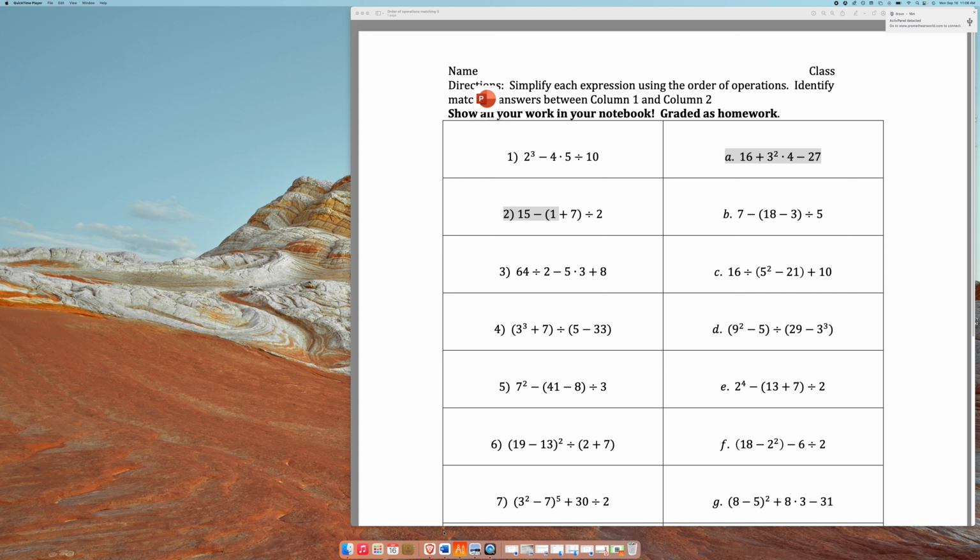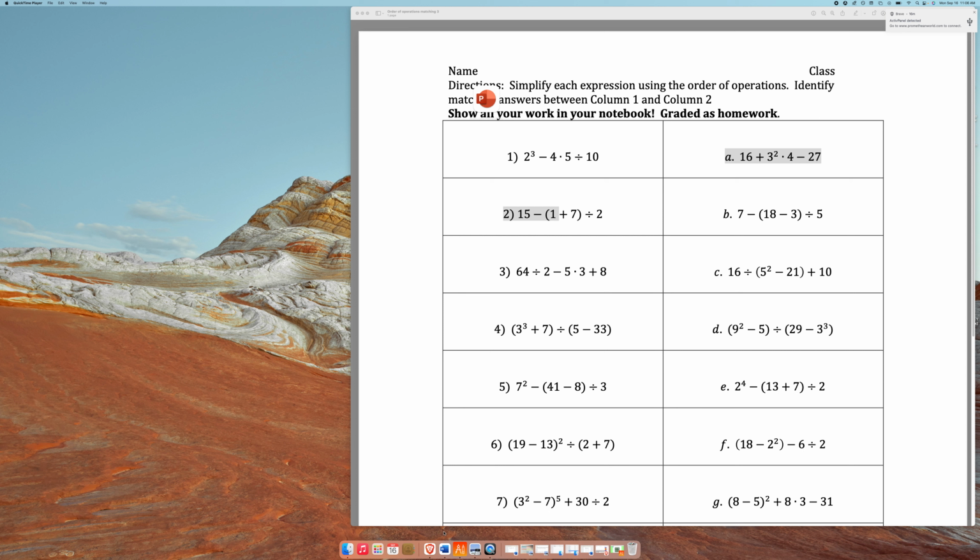I'm going to do the other side, and then I'll come back to finish the bottom. Okay? On the other side, we have 16 plus 3 squared times 4 minus 27. No parentheses, so nobody skips ahead of the line. But there is an exponent, a number that's not in standard notation, that I will change first to standard notation. 3 squared is 3 times 3, which is 9, times 4 minus 27.